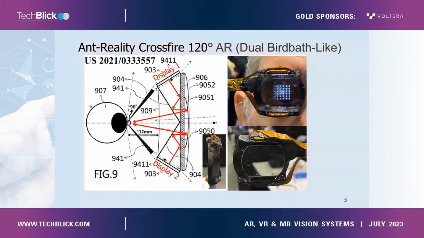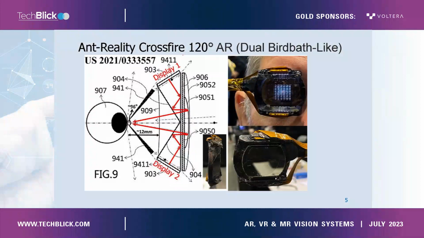One interesting company out there is called Ant Reality. It's kind of a variation on a birdbath, but they're getting a fairly thin form factor, much thinner than a typical birdbath. At the same time, by using two display devices, they can get to a very wide field of view. It works surprisingly well, and what I call it is a dual.